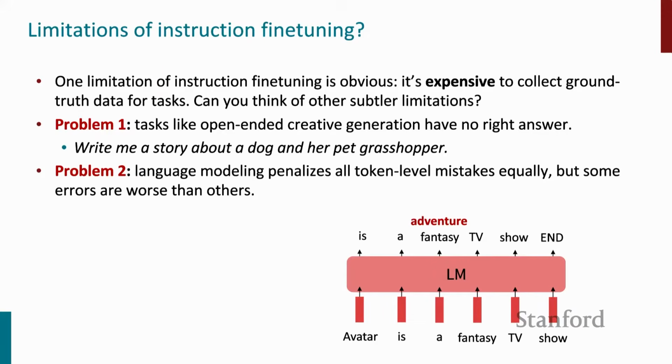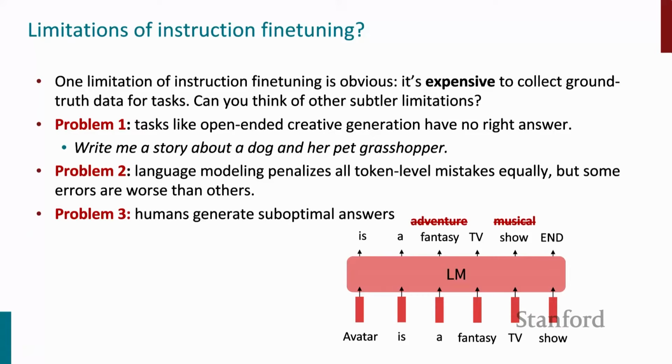So this is an example of this. If we have a statement like "Avatar is a fantasy TV show," it's not that the sentence is entirely correct or incorrect, but it would have been better to describe Avatar as an adventure TV show rather than a fantasy TV show. I think this is a problem that has emerged recently, that language models truly are better at generating answers than humans.